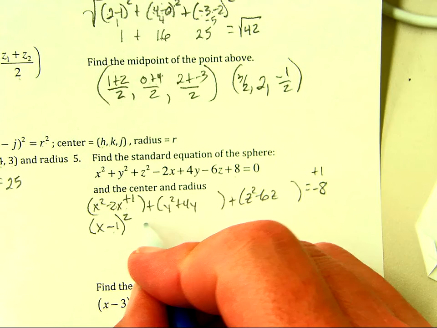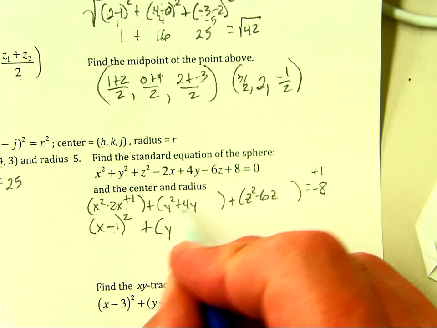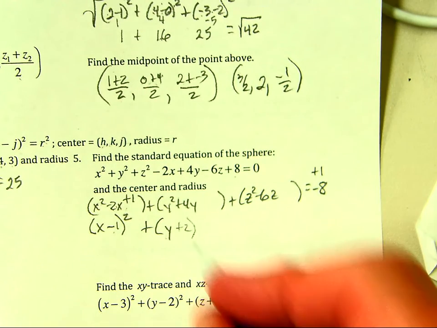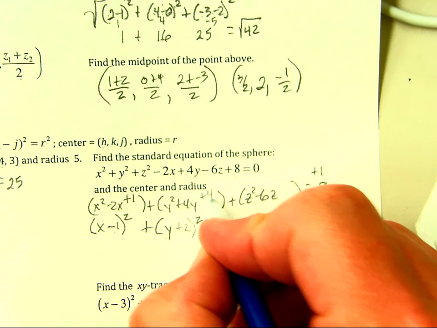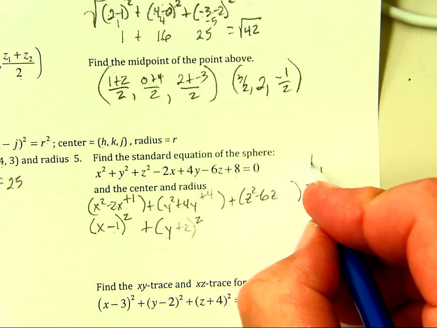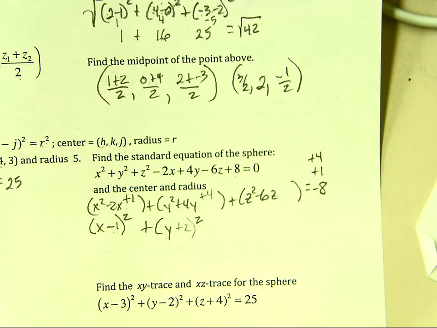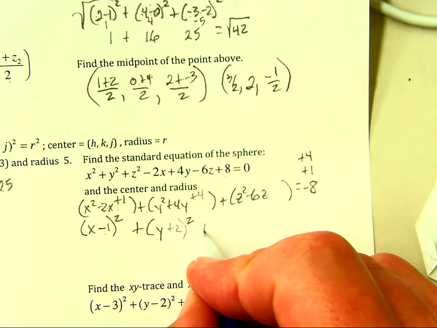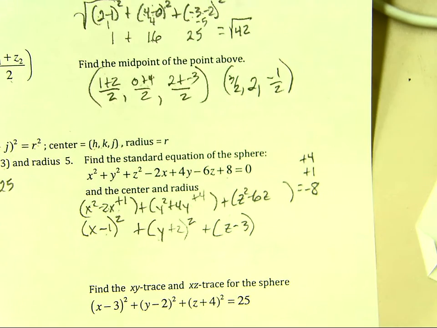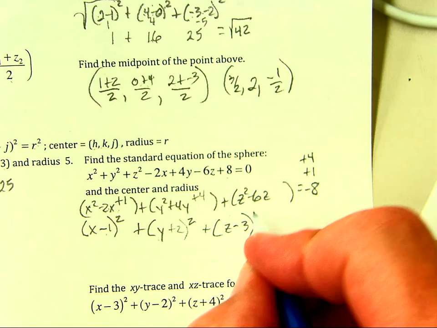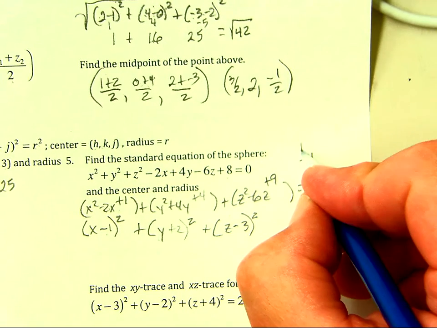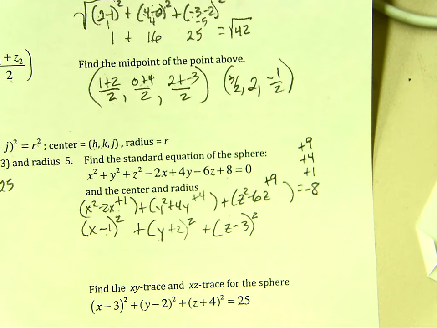Do the same thing with the y's. Bring down the y. Half of 4 is 2. 2 squared is 4. So we added 4 to complete the square. If I add 4 to the left, I also have to add 4 to the right. Now the same thing with the z's. Bring down the z. Half of a negative 6 is a negative 3. Negative 3 squared is 9, so we need to add 9 to complete the square. So we add 9 to the other side to keep the two sides balanced.